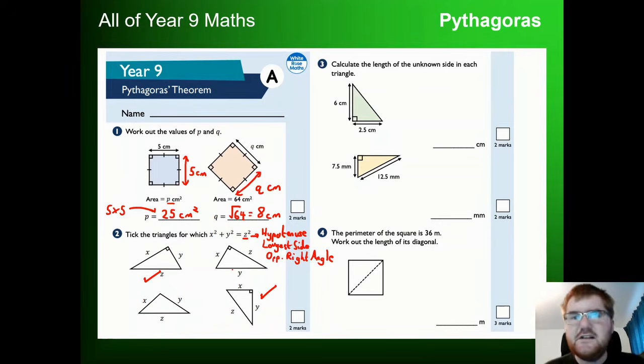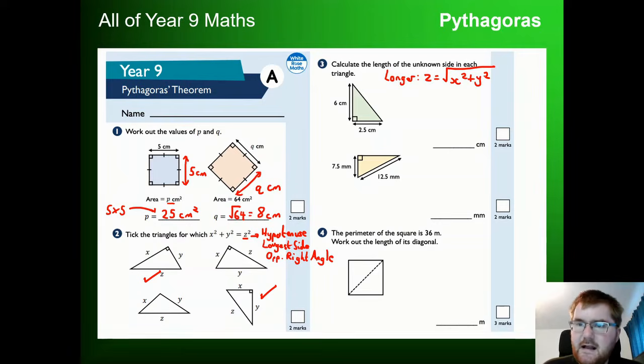The way I tend to use it here is, for the longer side, the hypotenuse, I'm going to put longer, then we can work out z very neatly by doing the square root of x squared plus y squared. And if you have a shorter side, say we're looking for one of the shorter sides like x or y, then we do something very similar, but instead we write z squared minus y squared. It all depends if we're looking for the longer or shorter side.